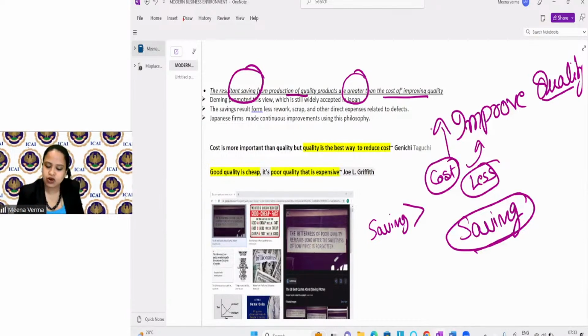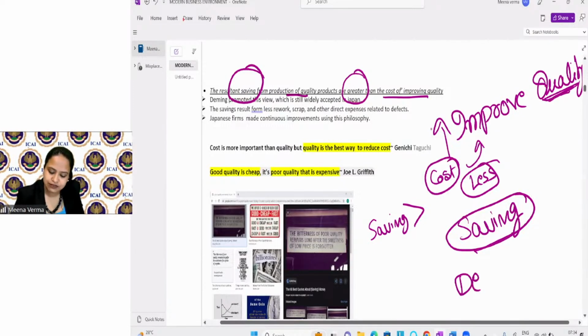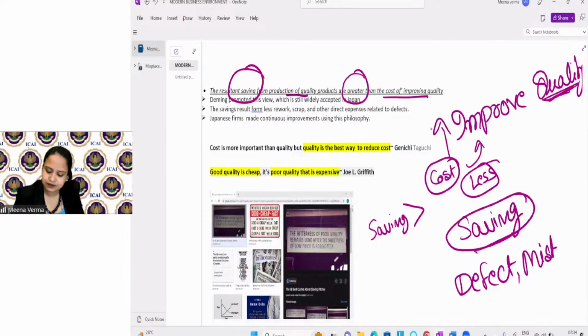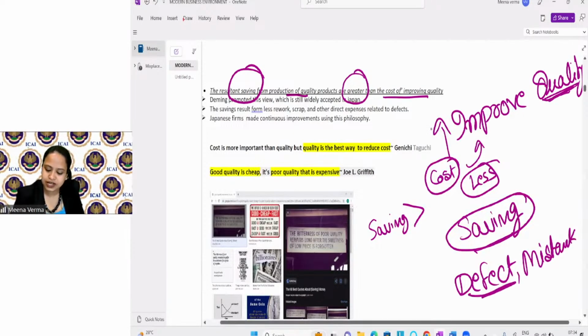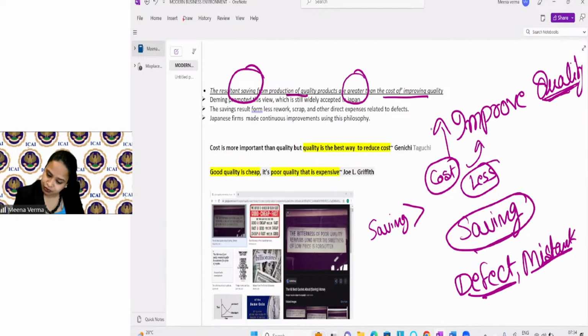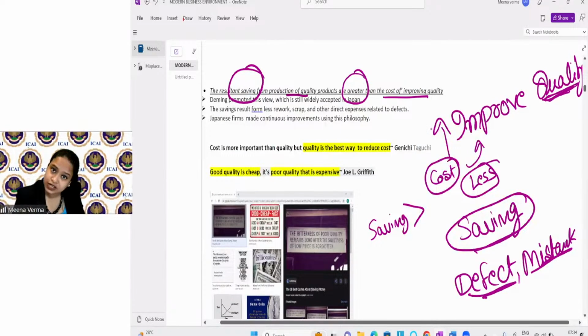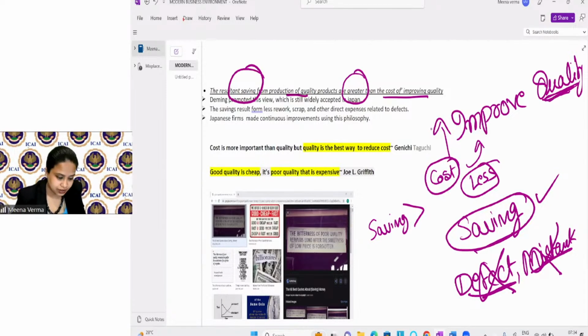How can you save the cost? Because you are always producing quality product, there is no defect, there is no mistakes. Since you are not producing any defective unit, you are not doing any mistake in the company, and for that reason you are producing always a quality product. Since there is no defect, no mistake, it is saving the cost. So the point is that the cost for improving the quality is less than the saving you will have if you produce a quality product, right?